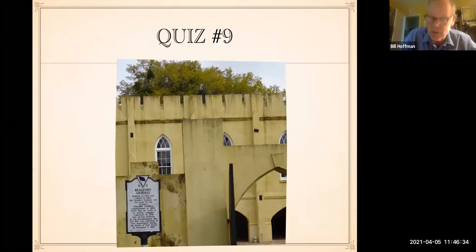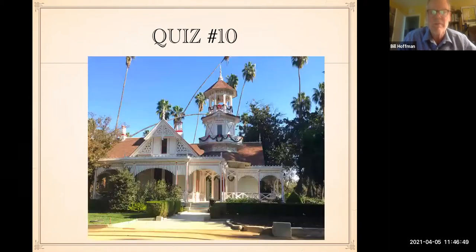Okay, this is actually from Beaufort, South Carolina. Look at the pointed arched windows and the battlements at the top. This building is from the early 1800s. This is Gothic revival.